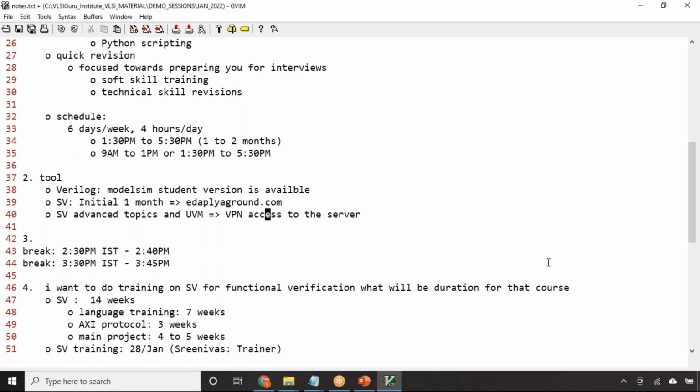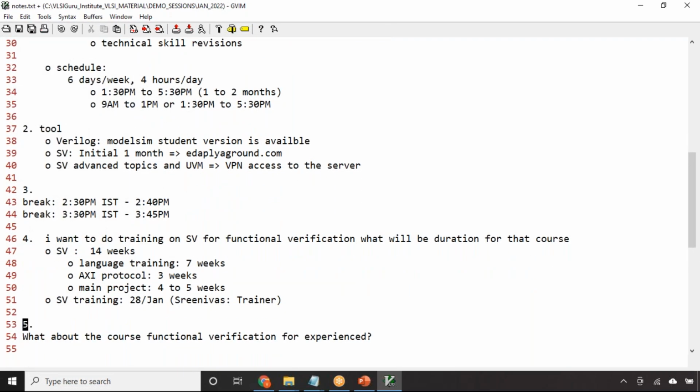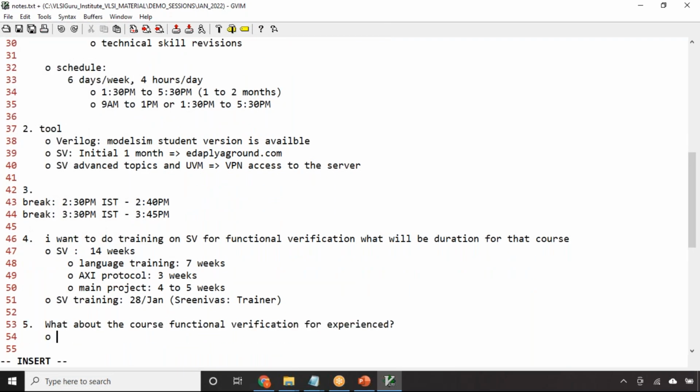Okay, someone has asked the question: what about the functional verification training course for experienced people? This will also start on 28th January. Typically, functional verification for experienced means SystemVerilog plus UVM plus one scripting language, Python. This is what an experienced person typically looks for, Python from a VLSI perspective.